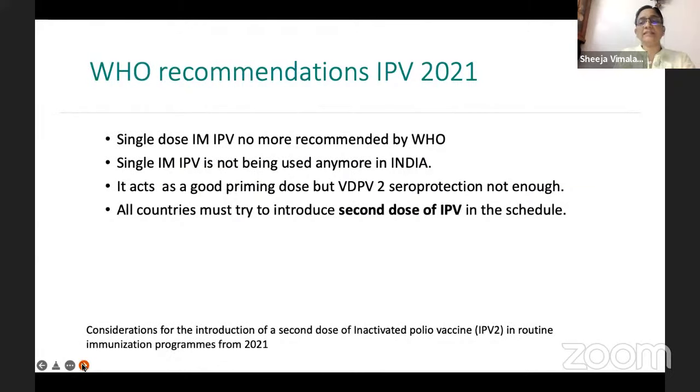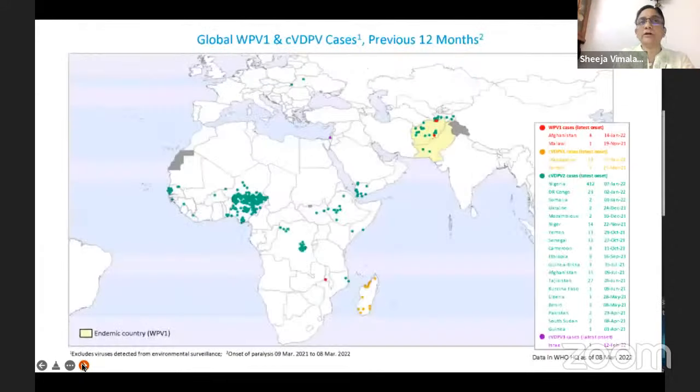Now, is there any change in recommendation as far as WHO is concerned? Yes, WHO has come with a 2021 recommendation that every country must try to introduce a second dose of IPV. Remember, in 2016, when we introduced the IPV, there were 2 options: either you give a fractional dose of IPV at 6 and 14 weeks, or you give a single dose of IPV at 14 weeks alone. Now there is no more of that. For every country, it is 2 doses of IPV, either as a fractional dose or as an IM dose. So 2 doses are mandatory, because a single dose only acts as a priming dose. It is not giving you the anticipated protection, especially against type 2.